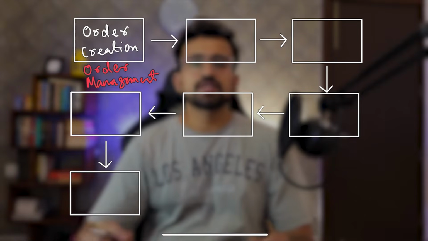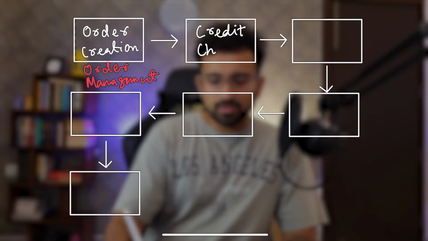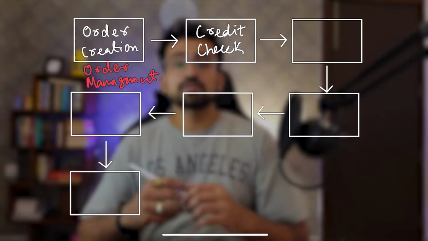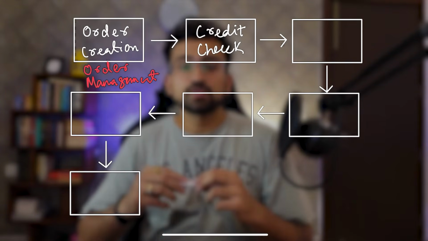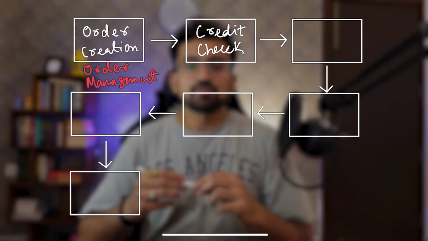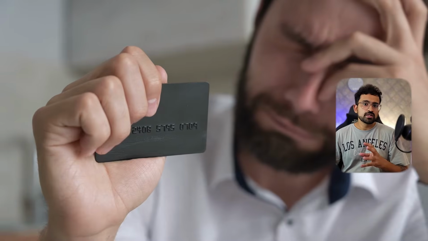Once the order is created, the next step which we do is we execute a credit check of the customer. So credit check is necessary so that we are not under any risk in fulfilling this particular order. So if the credit rating is not good for a customer, we'll put a hold on the order. And also the hold can only be released if we get an approval from our higher authority.